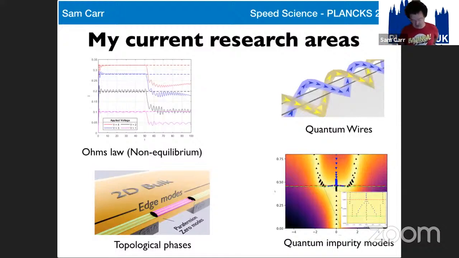And that can be applied to quantum wires. I look at topological phases, and I've got a nice interest in quantum impurity models as well, which if you're interested in any of these graphs, ask me what they are afterwards. Each of them I could probably go on for an hour about, but I won't.